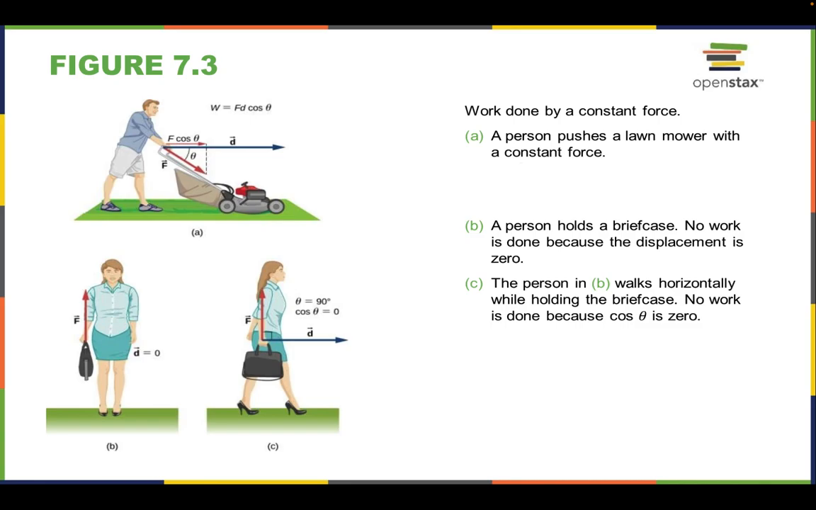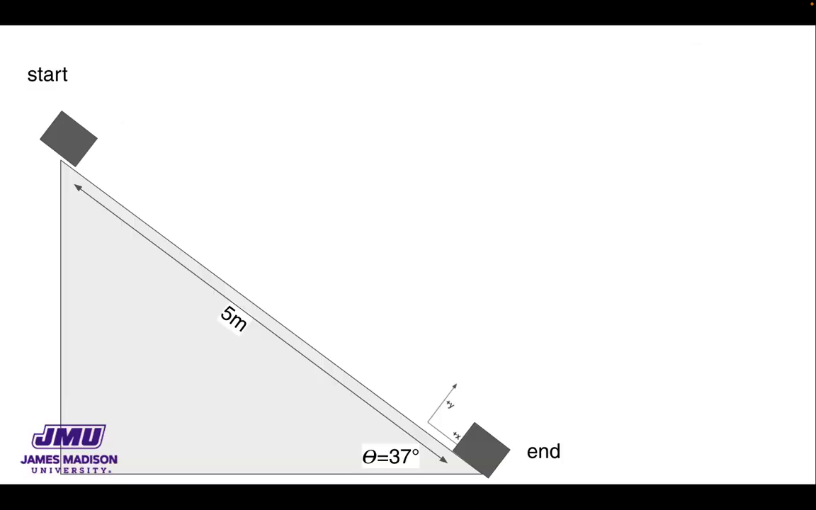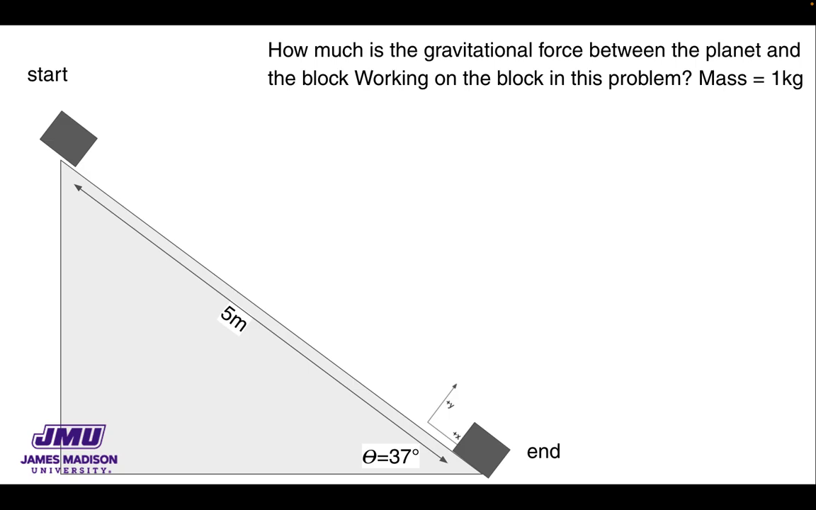So what I'm saying is, just because a force is applied to an object does not mean that that force is doing work on that object. For another example, let's go back to this block on an incline. How much work is the gravitational force between the planet and the block doing on the block in this problem as it slides down the ramp? I'll give you that the mass is 1 kilogram, so we can do an actual calculation here.